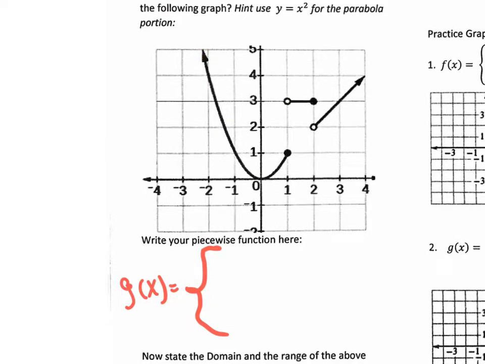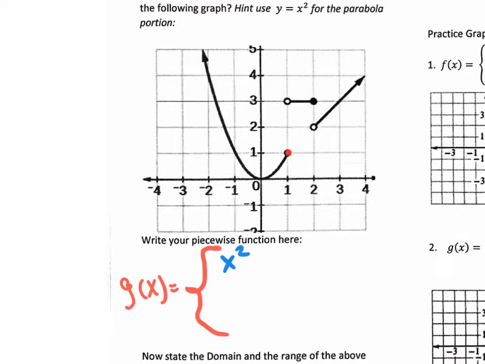No, we have a parabola, and I tell you use y equals x squared for that parabola. Okay? So remember the g of x is really the y. So we're just going to put the x squared part. The first thing we're going to put is x squared. But it has to have a condition, because the parabola doesn't go forever in both directions. It only goes from here that way forever. So it actually stops right here, the parabola.